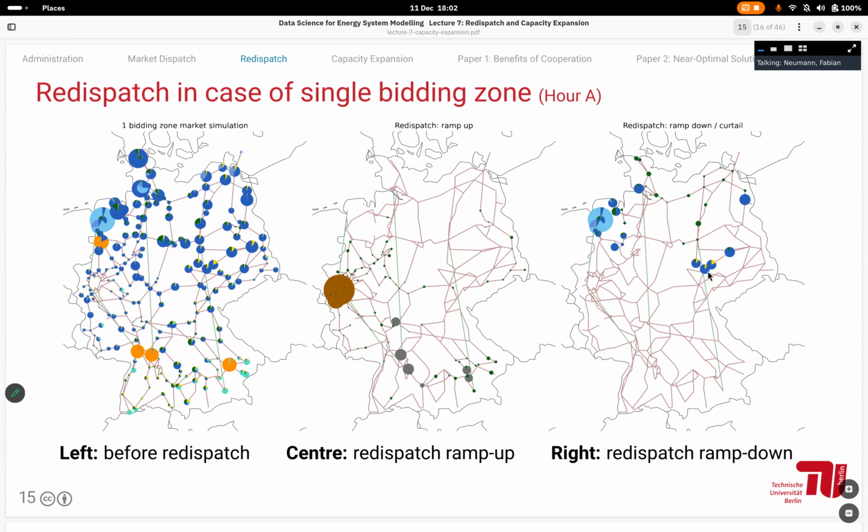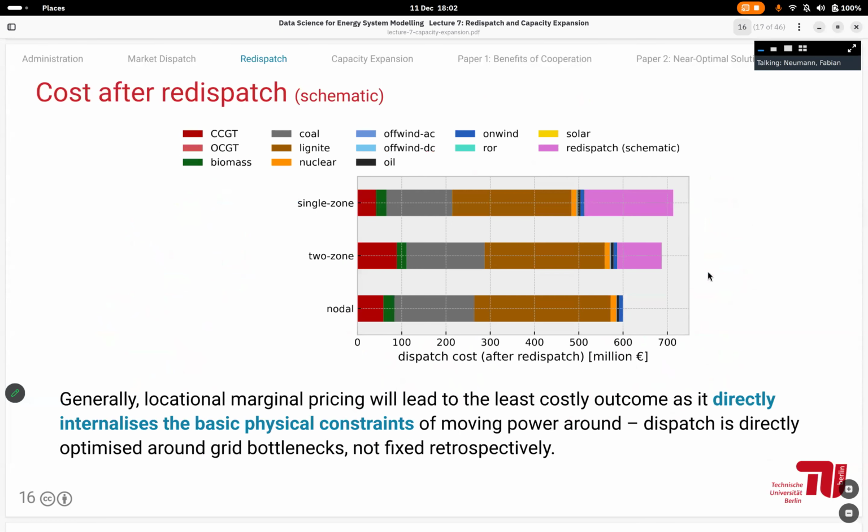I mean, again, this is just an example for 1 hour for a heavily outdated model, but it illustrates the point that a single bidding zone doesn't see the transmission bottlenecks. So above the bottleneck, you have to ramp down, and then below the bottleneck, you have to ramp up generation to lift the burden on the transmission lines.